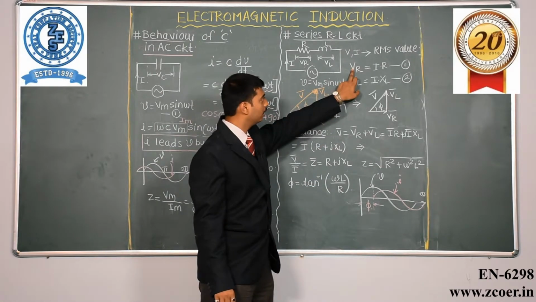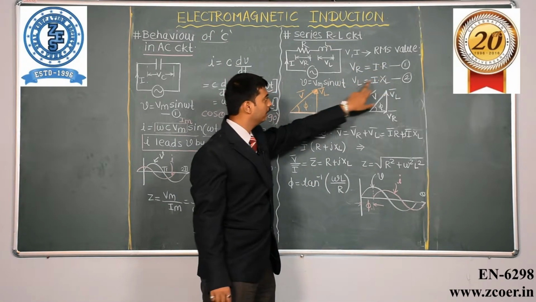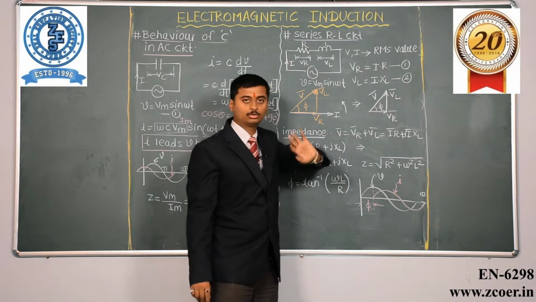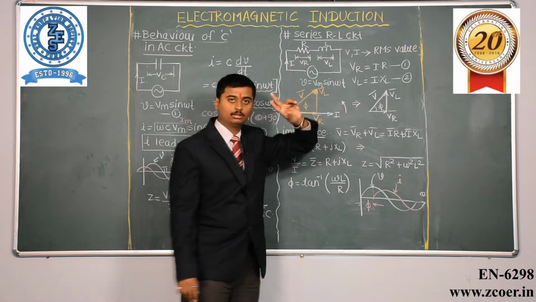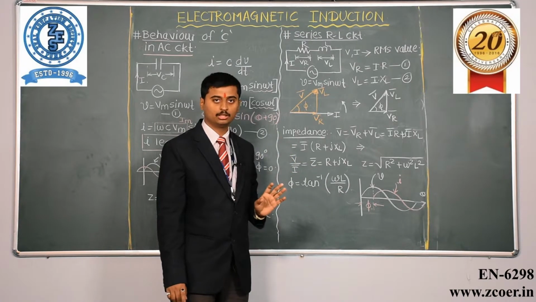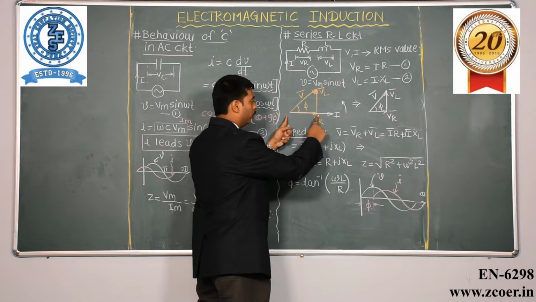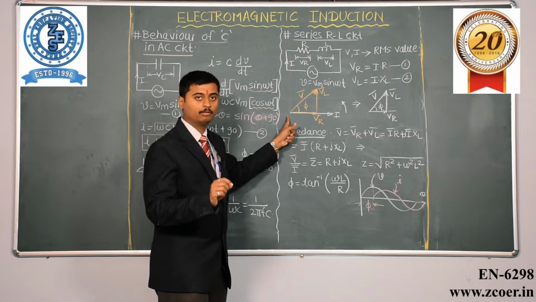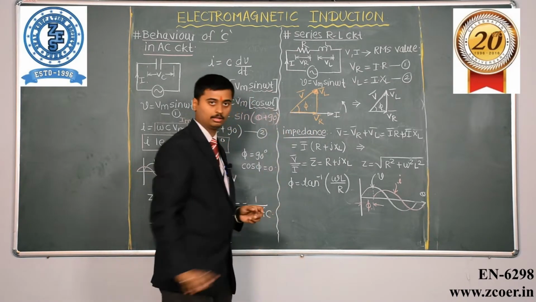Now what is VR? It is I into R. What is VL? It is I into the inductive reactance, that is XL. We saw that in a resistive circuit, the current and the voltage are in phase with each other. So if we draw a phasor diagram, the current and the voltage are in phase, especially the voltage across the resistance. That's why we have written VR here.